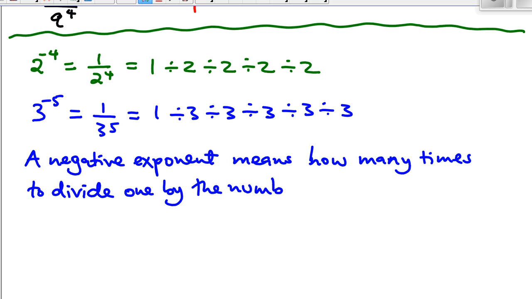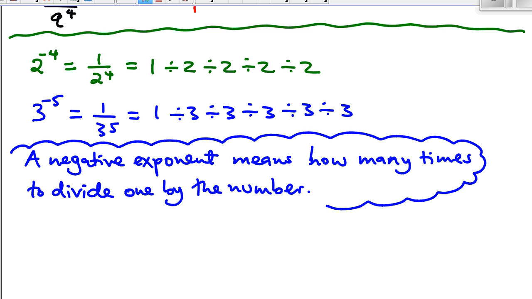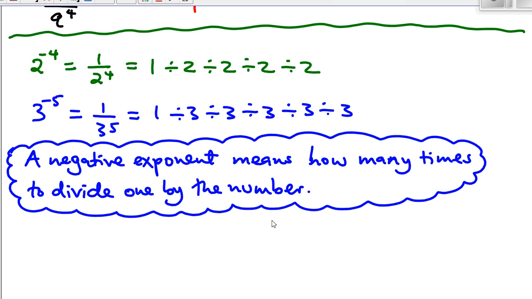So a negative exponent means how many times to divide 1 by that number, and I've already illustrated that in the two examples that I've given above here. So that's a very important result, and this is what negative exponents are about. I mean, if you have, for example, 3 to the power negative 7, that means 1 over 3 to the power 7. So that means you're going to divide 1 by 3 7 times, just as simple as that.